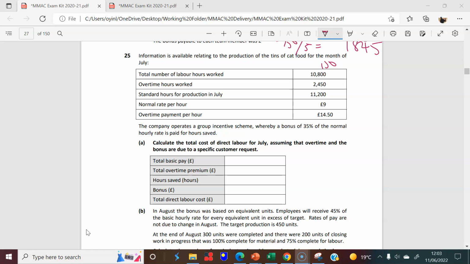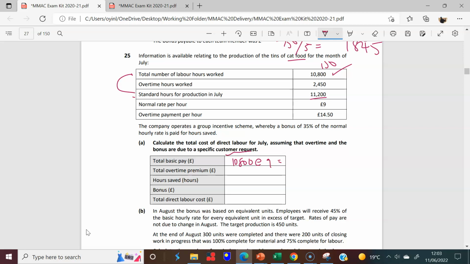So you're told that you're making some cat food. Total number of labor hours worked 10,800. You're told that the overtime is due to an assignment and a specific customer request. So this is what they did as normal. That's what we can compare with the standard, right? They've done 10,800 when the standard was 11,200. So the total basic pay, if you like, is therefore total number of hours worked, 10,800 at the £9, right? At the £9. So let's do that very quickly.